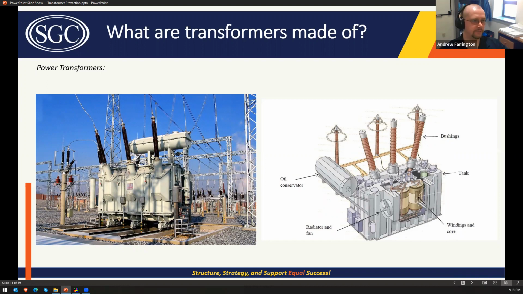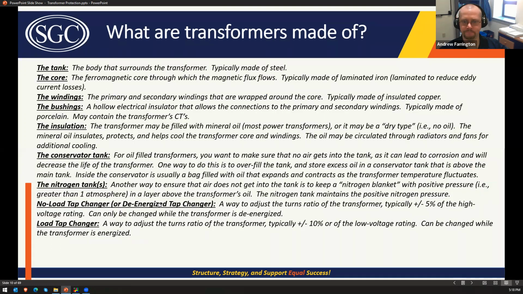Nitrogen is not going to react with the iron or copper inside the transformer. So that's better than having air in the transformer. So that's another method. And if you have a transformer that doesn't have a conservator tank, it probably has a nitrogen bottle.